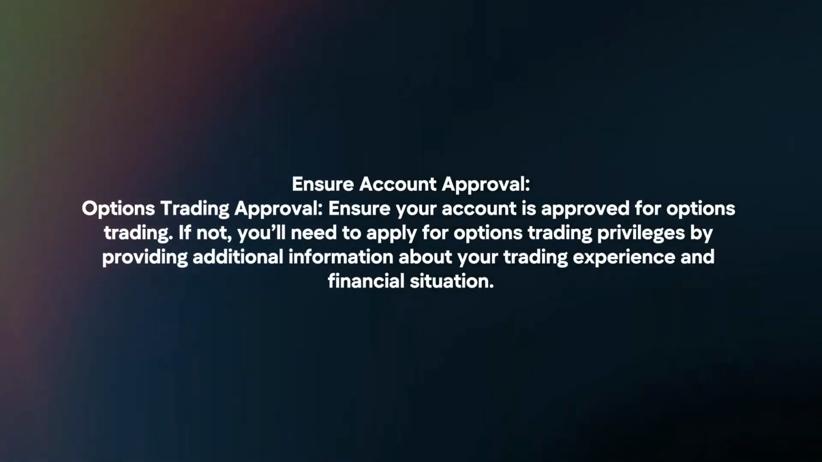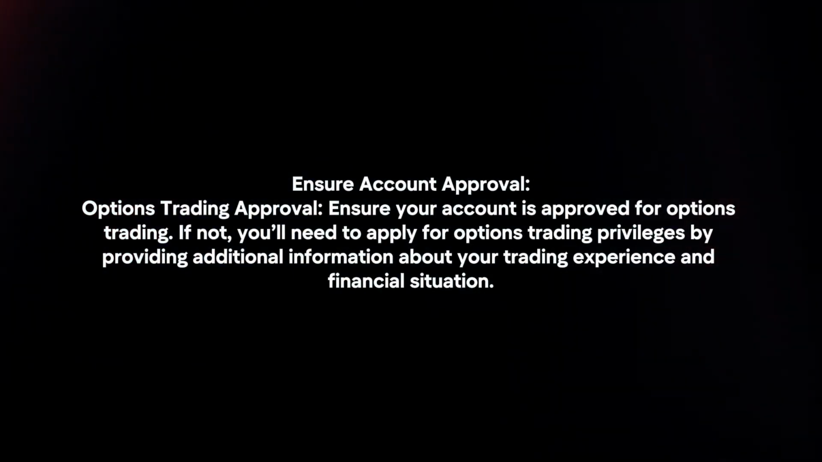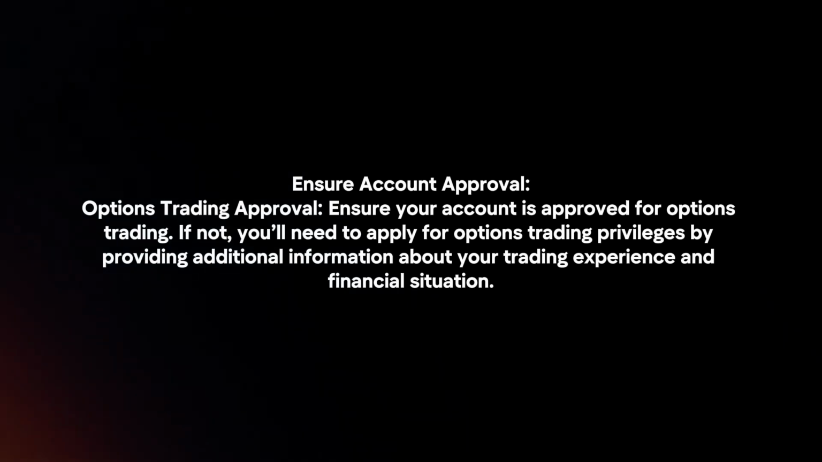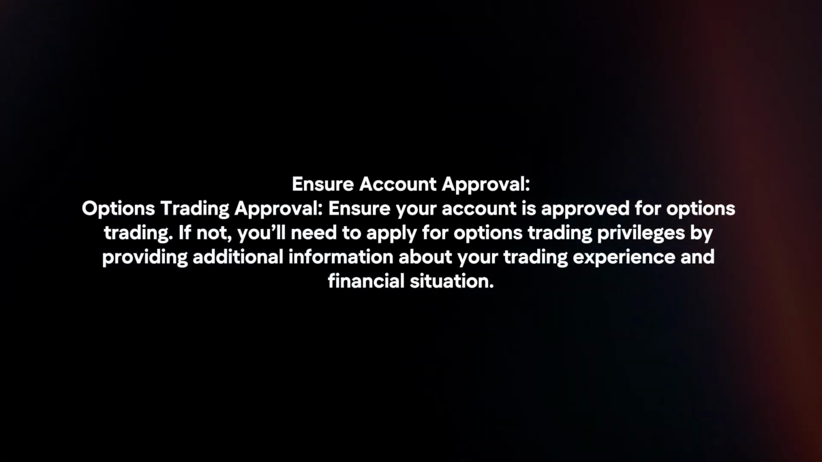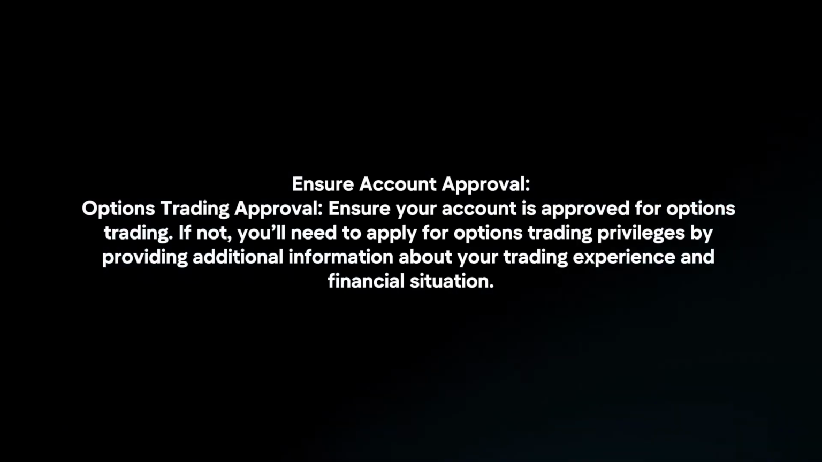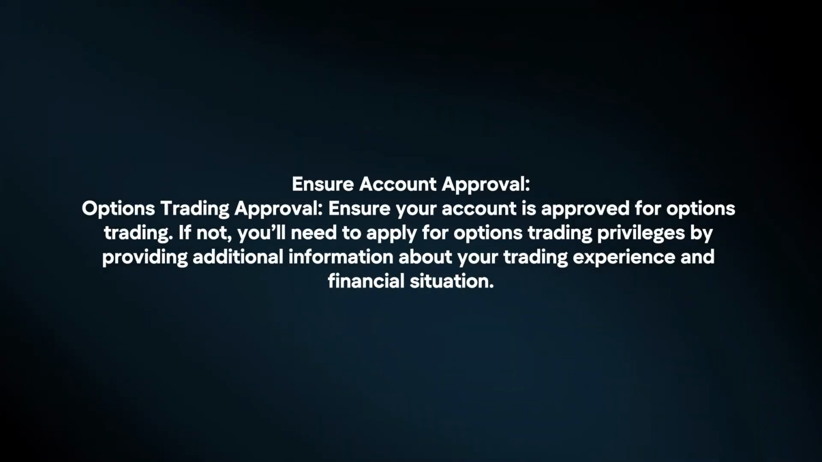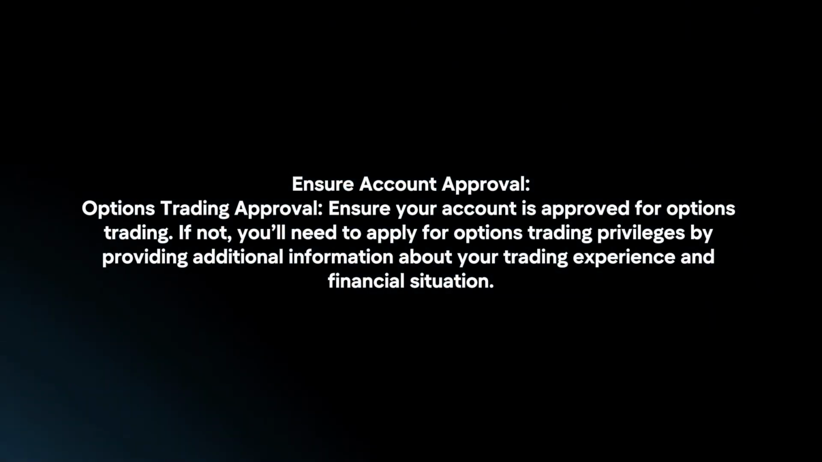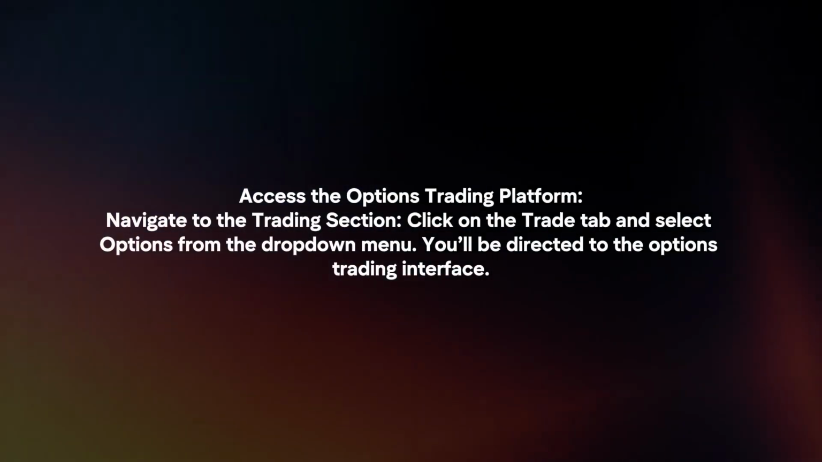Ensure account approval. Options trading approval. Ensure your account is approved for options trading. If not, you will need to apply for options trading privileges by providing additional information about your trading experience and financial situation.